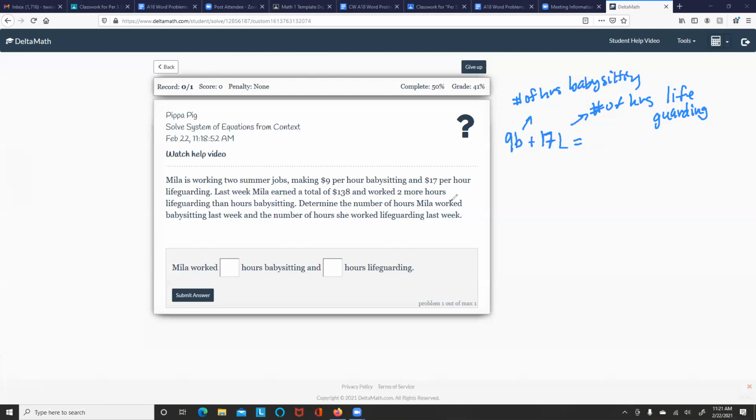Let's see. Last week, Mila earned a total. So she made $138. So that's going to go on the right-hand side. But hold on. She worked 2 more hours lifeguarding. So lifeguarding is going to be babysitting plus 2, because this is more, right? L equals B plus 2. I wanted to put the 138 here because it doesn't have anything to go with. Yeah, that should be it.